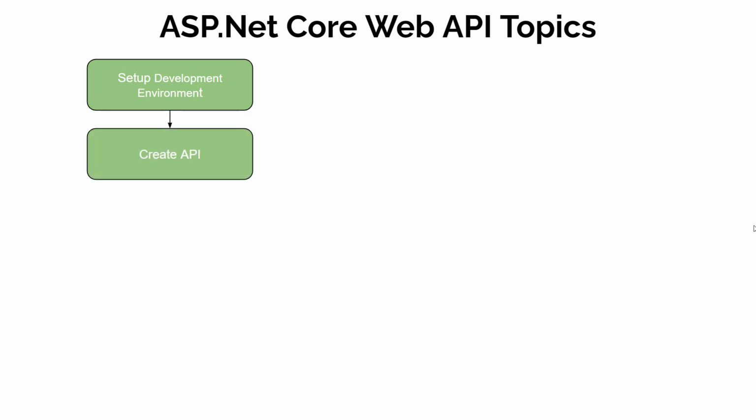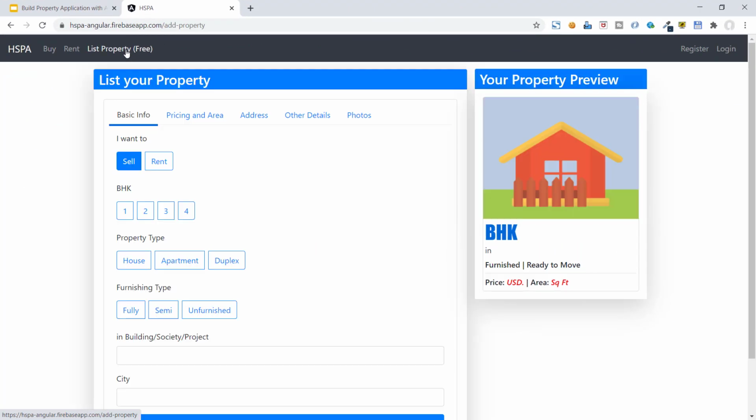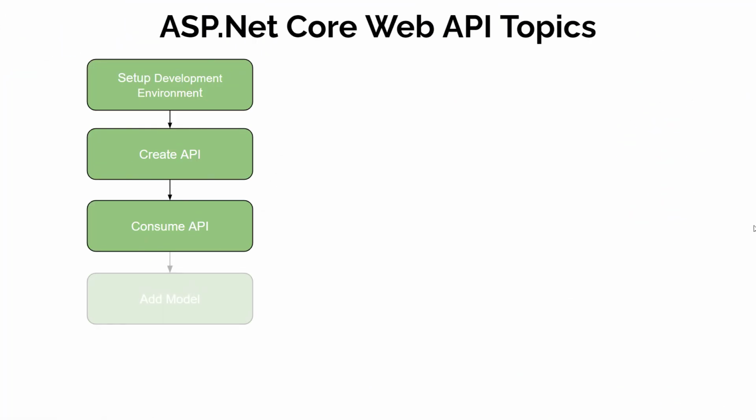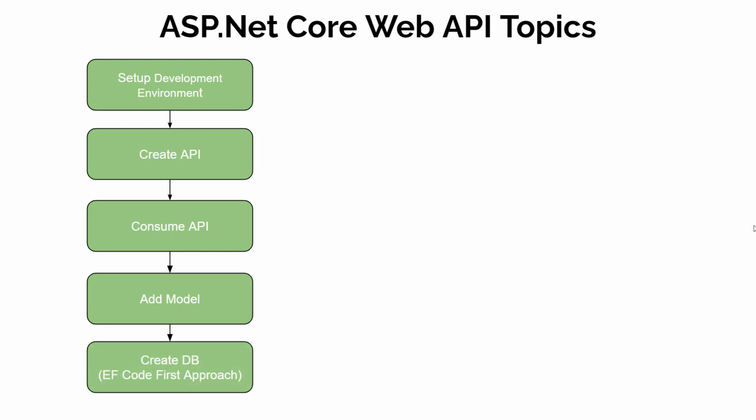Then we will create our first API project using ASP.NET Core, review the default project files and understand the flow of data. We will add a new API method to expose a list of cities that we will consume in our Angular application to populate the list of cities in the drop-down here. Then we will add our first model for city, and we will use that model in Entity Framework and learn to create the database and tables using the code first approach in this lesson.